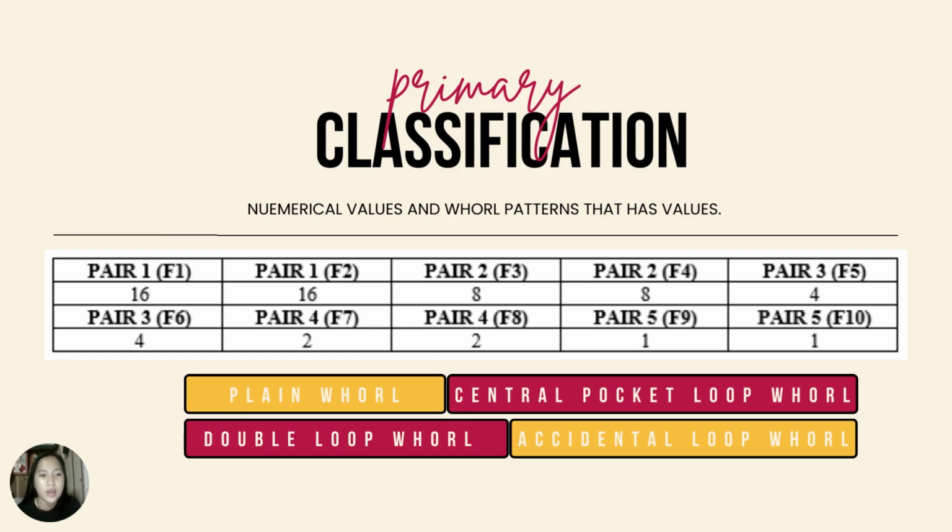For pair 1, which is finger 1 and 2, the value is 16. Pair 2, which is finger 3 and finger 4, has 8. Pair 3, which is finger 5 and finger 6, has 4. Pair 4, which is finger 7 and finger 8, has 2. And lastly, pair 5, which is finger 9 and finger 10, has 1.